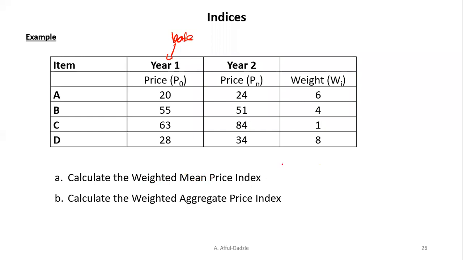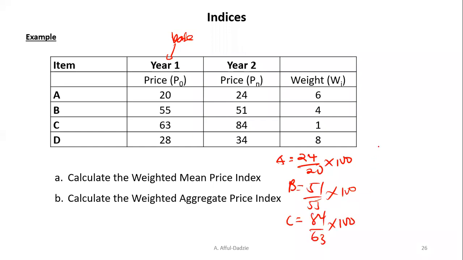Weighted mean index. What the weighted mean index is, if you take product 1, we would first find the index number for product 1, 24 over 20 times 100. Let's find for product B, we would have 51 over 55 times 100. For product C, we'll have 84 over 63 times 100. And for product D, we would have 34 over 28 times 100.